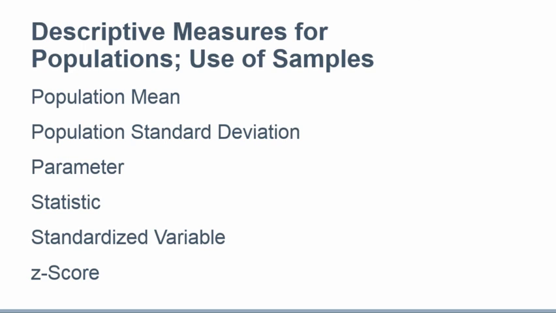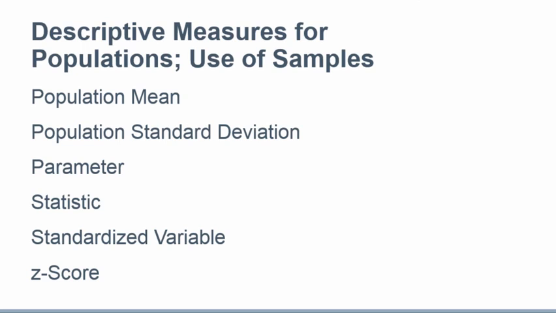To recap descriptive measures for populations versus samples: the population mean is the mean of our population, indicated by the Greek letter mu. There are no differences in how the sample mean and the population mean are calculated. Population standard deviation is indicated by the Greek letter sigma. Unlike the sample standard deviation, the population standard deviation is divided by n.